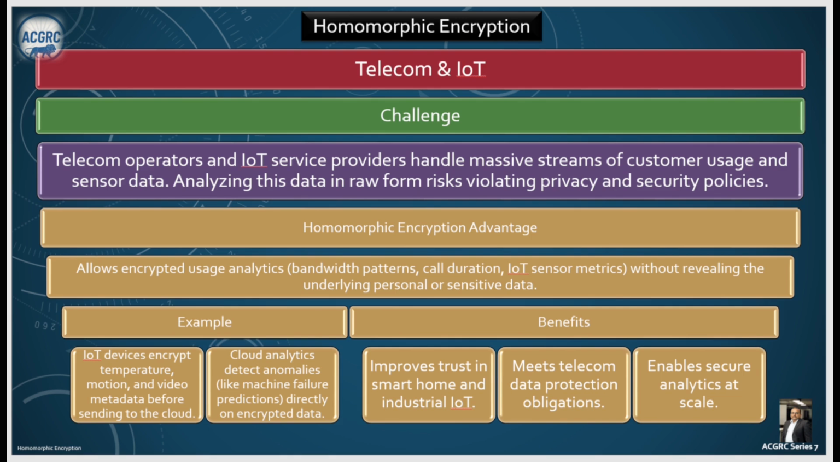Example, IoT devices encrypt temperature, motion, and video metadata before sending it to the cloud. The cloud analytics detects anomalies, could be machine failure prediction, for example, directly from the encrypted data. It helps improve trust in smartphones and industrial IoT. It also helps to meet telecom data protection obligations. And then it helps enable secure analytics at scale.